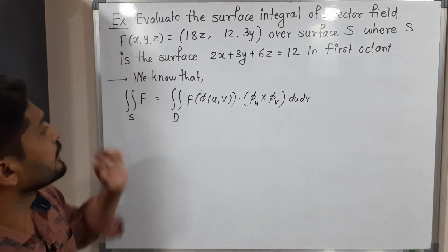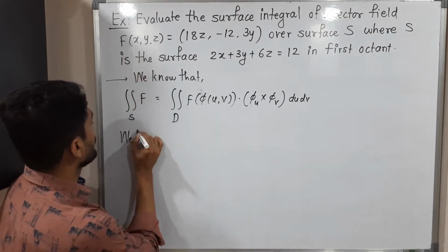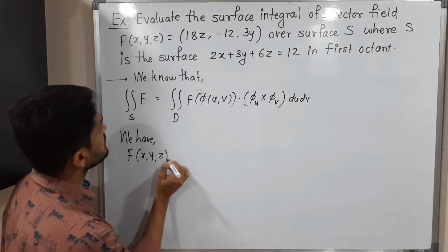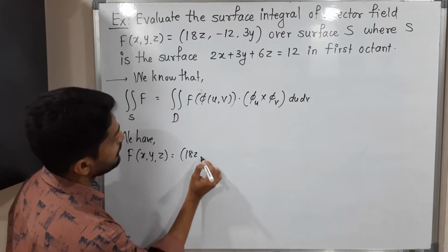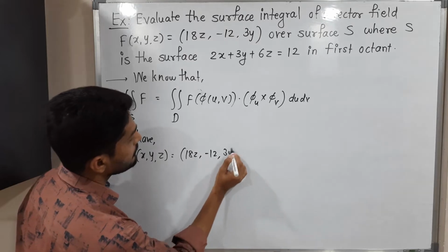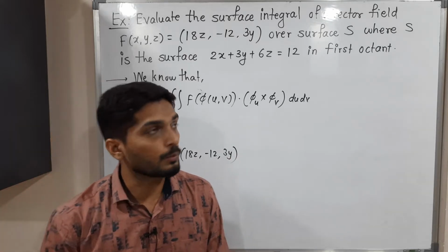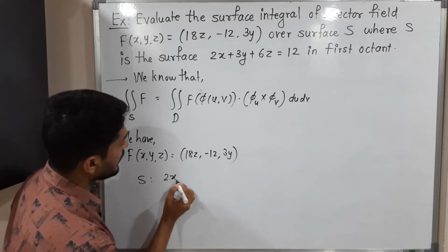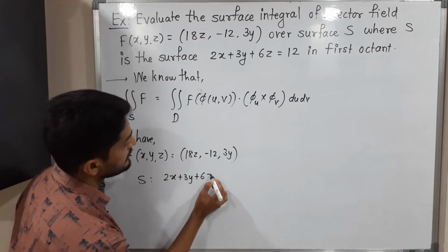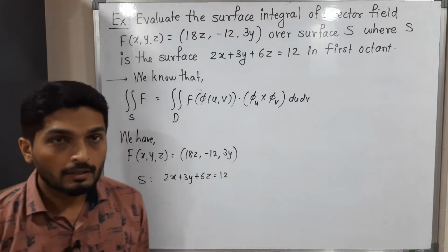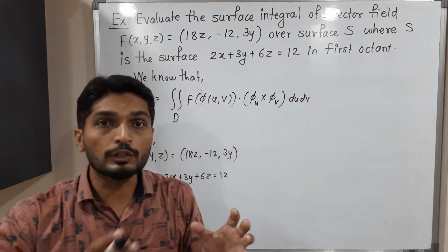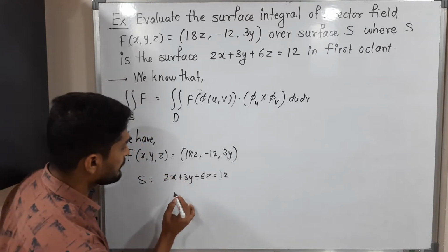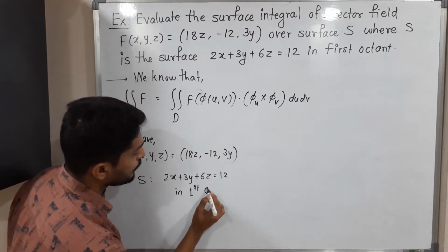We have a vector field. What they have given to us, the vector field F of xyz, is defined as 18z, minus 12, and 3y. So let us focus on the given surface now. S is a surface, defined as 2x plus 3y plus 6z is equal to 12. And the most important thing is they have mentioned the first octant. That means we have to consider that part of the surface which lies in the first octant only.